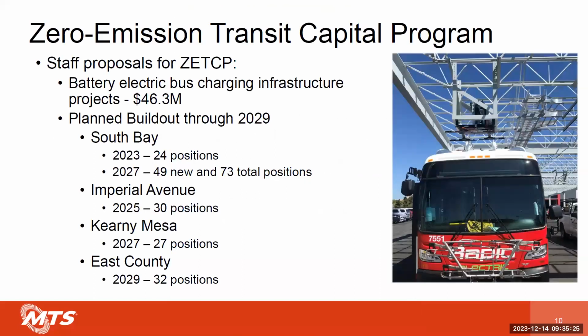Under the Zero Emission Transit Capital Program, again, we're proposing improvements at four of our divisions. This will help us build out our zero emission bus infrastructure to increase our deployment of zero emission buses. And we're proposing $46 million of the funding be used for this to build the system out through 2029. We have already completed phase one at our South Bay division with 24 charging positions for buses. This would fund phase two at the South Bay for a total of 73 bus charging positions. Also Imperial Avenue, 30 charging positions, Kearney Mesa, 27, and East County, 32 charging positions.